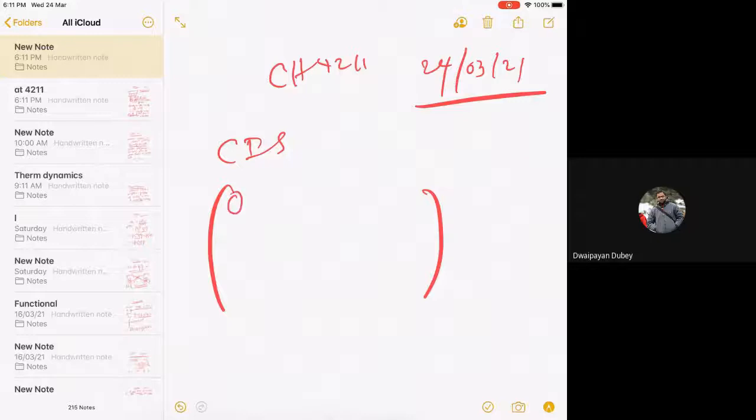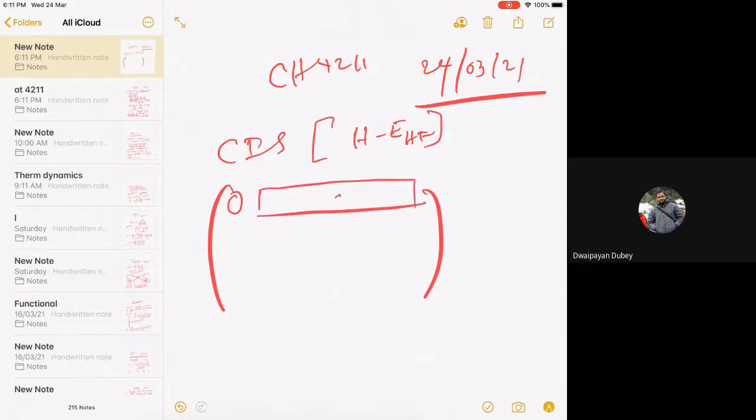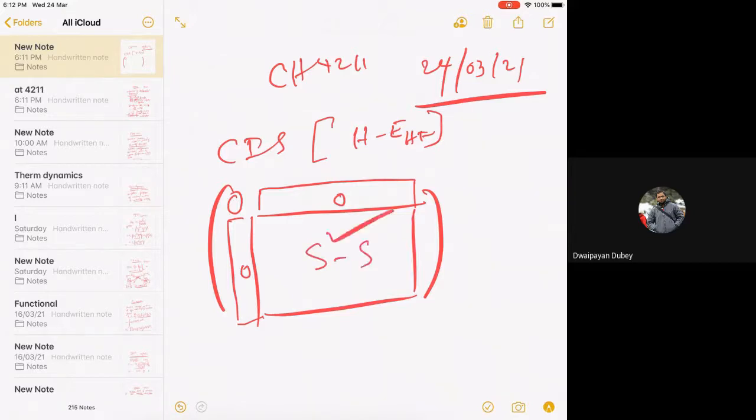Hartree-Fock was 0, of course, because I am doing H minus E Hartree-Fock. So this is the matrix of H minus E Hartree-Fock. I hope you remember. And of course, an intermediate normalization. Then the entire singles row is just 0. This is also 0. This is the only block, singles to singles, which has some value.